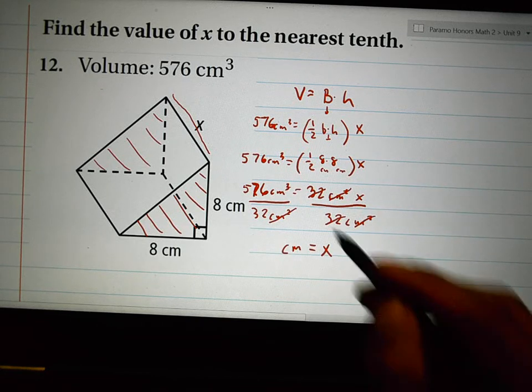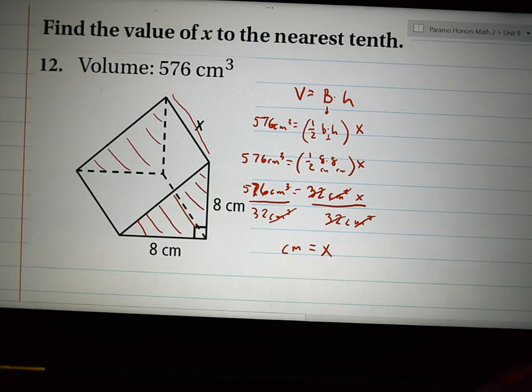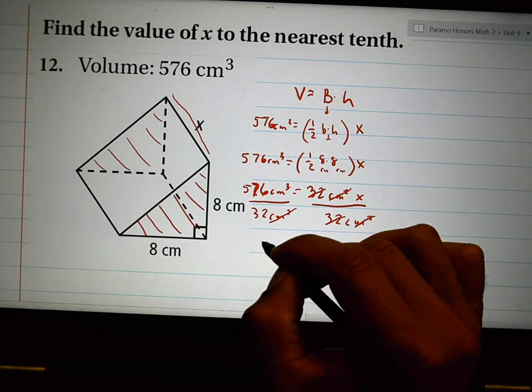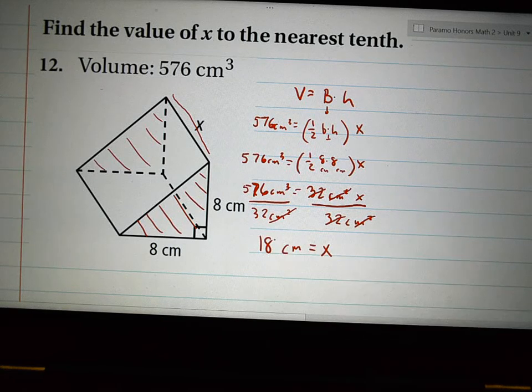And then I have 576 divided by 32, which I don't know what that is. I'm going to use my calculator for that. And I can figure out what my variable is. If you would like, you could plug it back in to verify that it works, but I'm positive that it does. Any questions? We'll stop your notes right there.